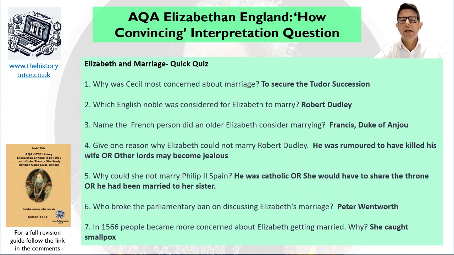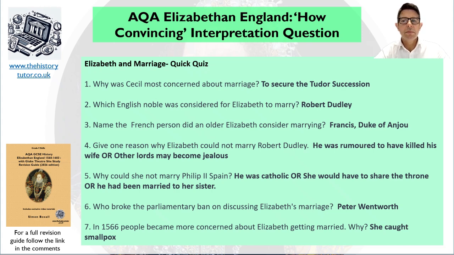Then the French person, an older Elizabeth did consider marrying, and that's Francis, Duke of Anjou, and she considered marrying him for an alliance with France. It was not about having babies or a marriage for love, it was a political marriage because England was at war with Spain in the 1570s and beyond, and they needed France for help in their war against Spain.